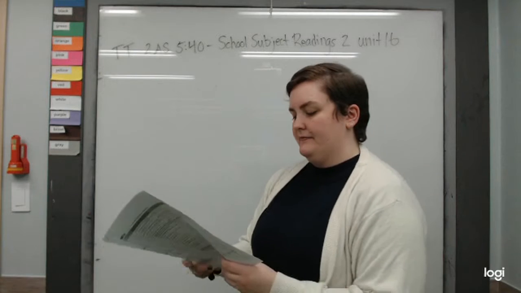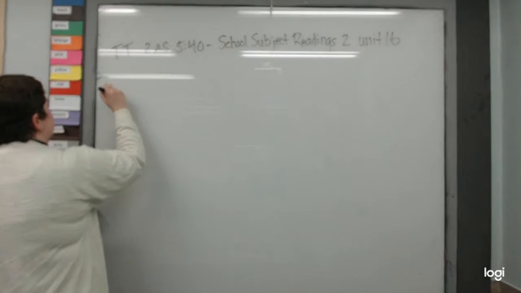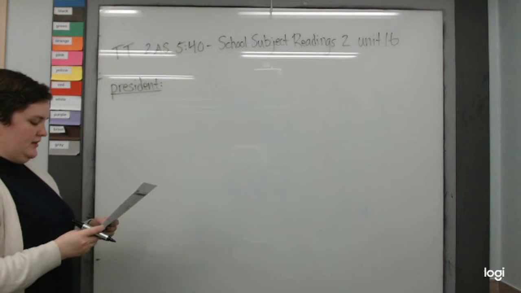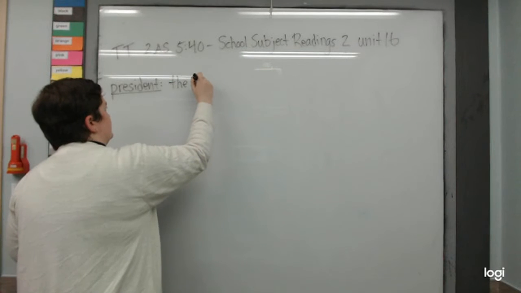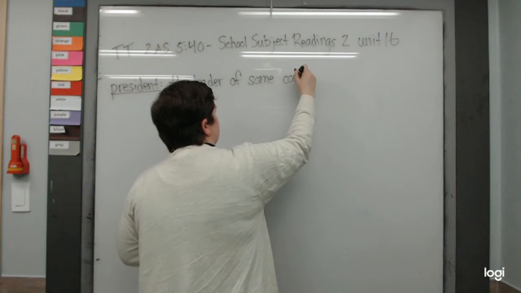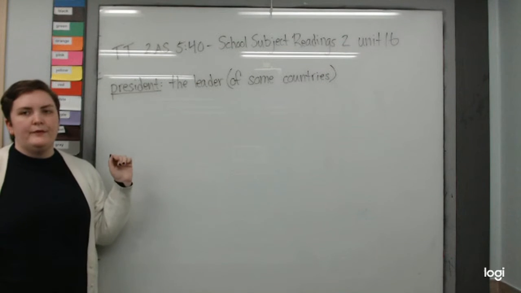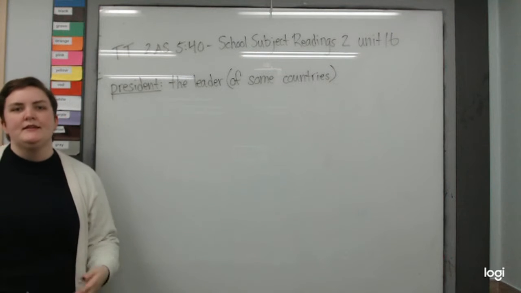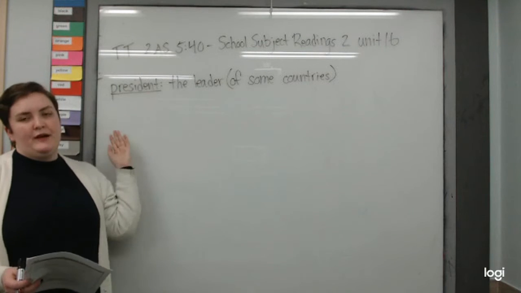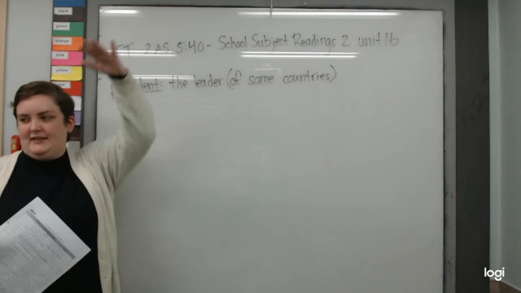So, let's see, number one, president. President is the leader. Some countries say their leader is the president. Some countries have a king or a queen. Or in Canada, we have a prime minister. And it's the same as president, just a different name. So president is like Donald Trump or Moon Jae-in, the leader in a country.